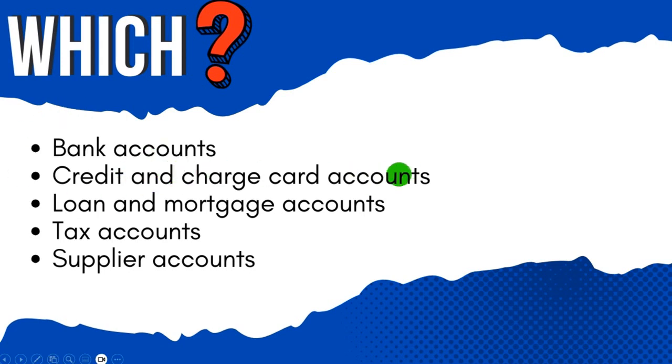Credit and charge card accounts. Once again, you receive credit card statements. Usually once a month you can download them or receive them in the post. Reconciling credit card and charge card accounts within the accounting records, the financial accounts. Loan and mortgage accounts. Once again, there are statements available for loan and mortgages that are in the business's name. The financial accounts should contain nominal accounts, asset loan accounts for these things, and they can all be reconciled against the statements.